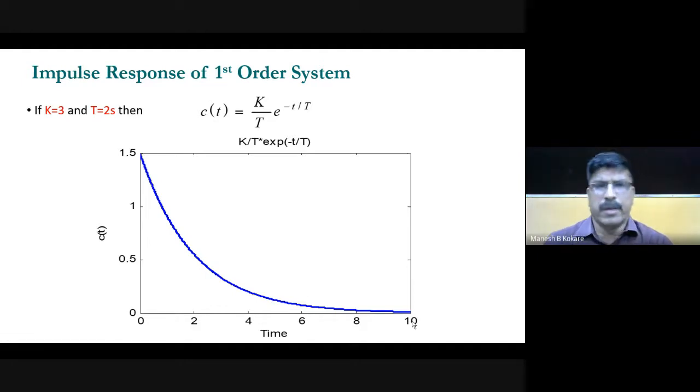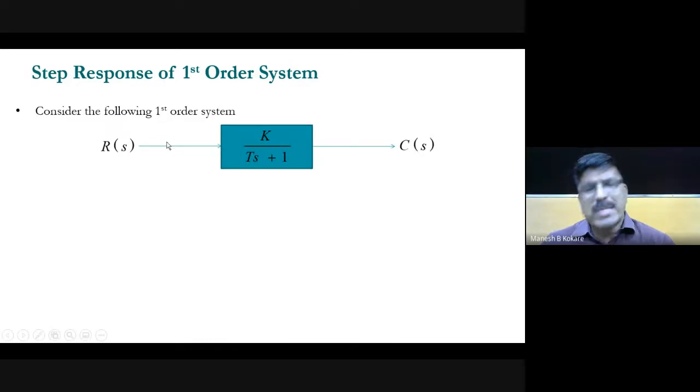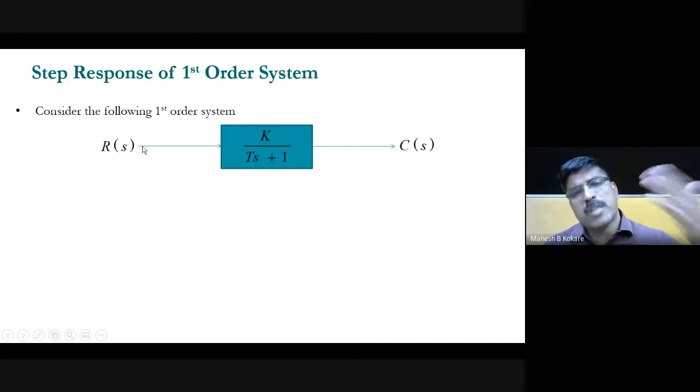Okay. Now, we will see the next response of the system, that is the step response of a first order system. Now, the same system is there. Only thing is that we are changing the input. So earlier we took R of S as an impulse input. Now here we'll change from impulse to step input.